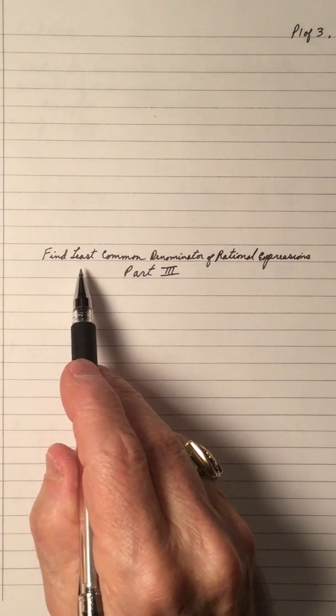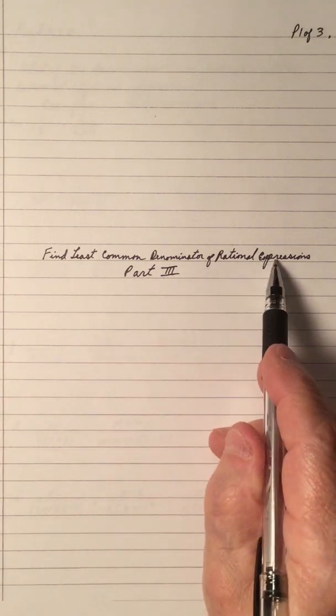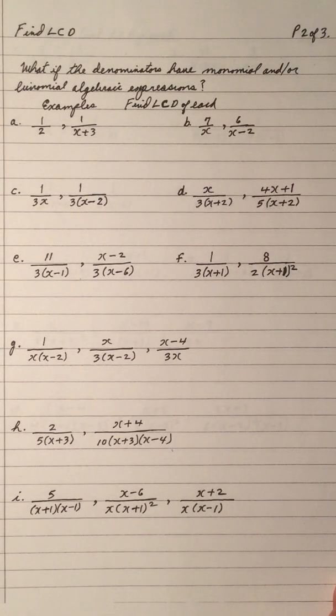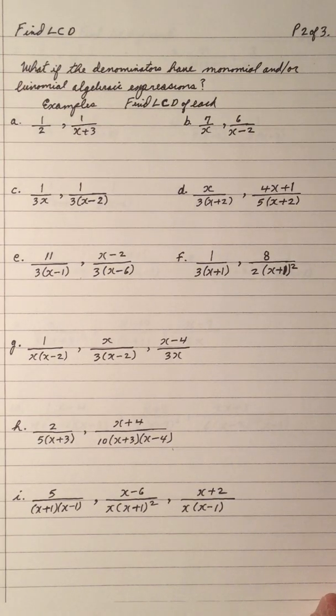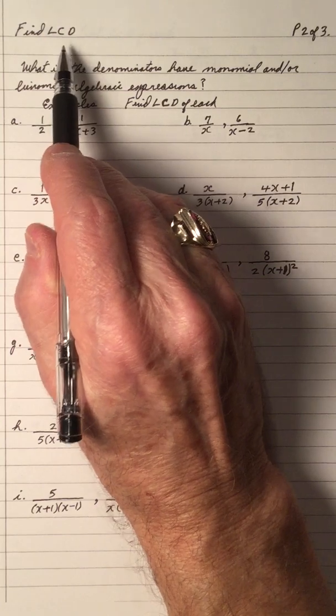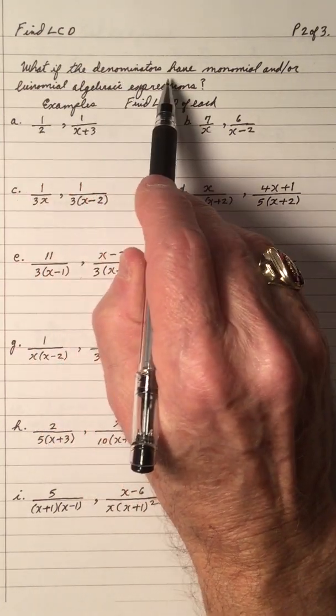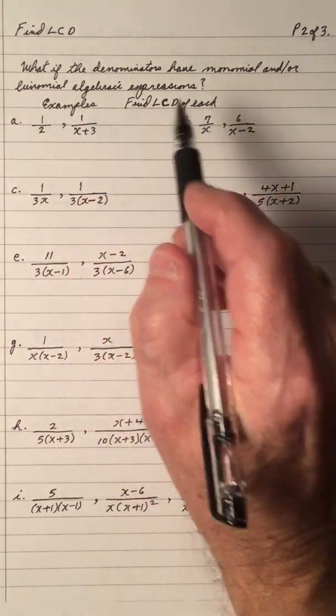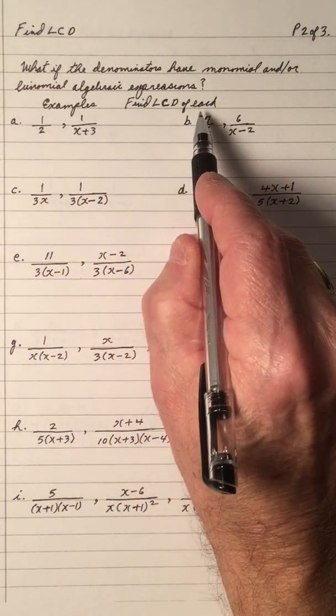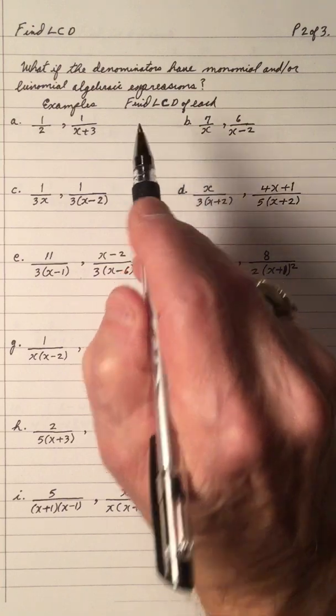Hi, welcome to my video on Find the Least Common Denominator of Rational Expressions, Part 3. In this video, we will look at the monomials and the binomials at the same time to pick out the LCD. Find the LCD. What if the denominators have monomials and/or binomials, algebraic expressions? So let's find the LCD of each. Let's do some examples.